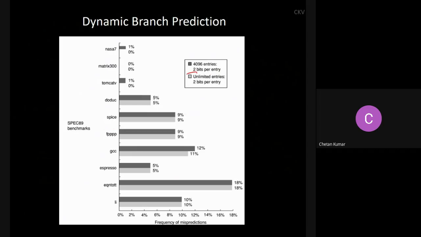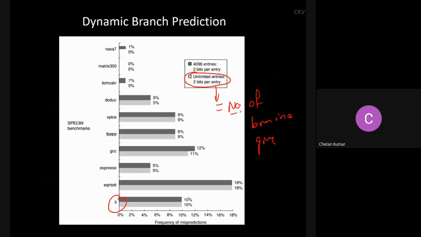So can you tell me what do you mean by unlimited entries? Unlimited means sufficient memory for all branches. It will be equal to what? It will be equal to the number of branches in a given application.